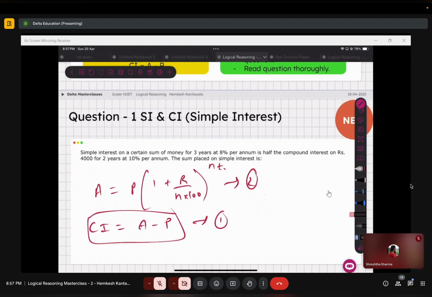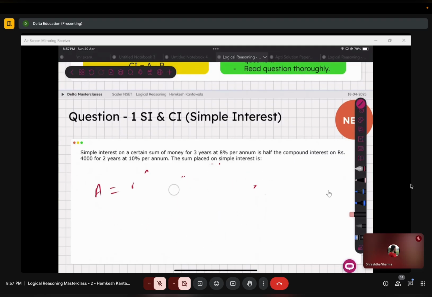The question can't be from any other formulas apart from these three. So let's read this question and solve it. The question says that the simple interest on a certain sum of money for 3 years at 8% per annum is half the compound interest on rupees 4,000 for 2 years at 10% per annum.